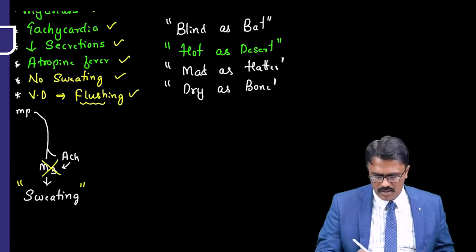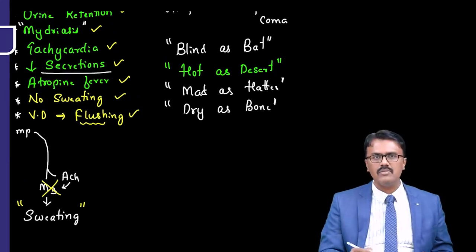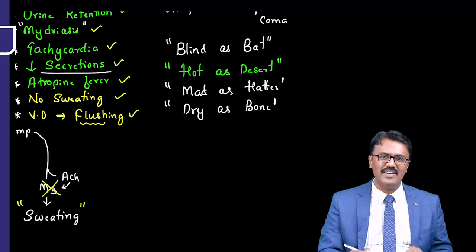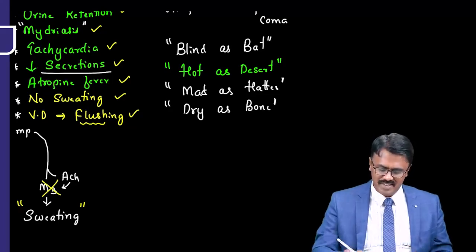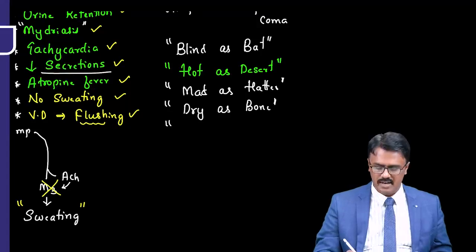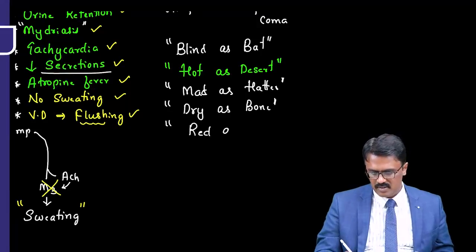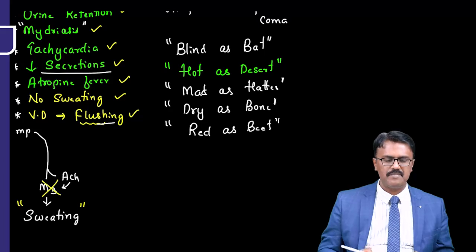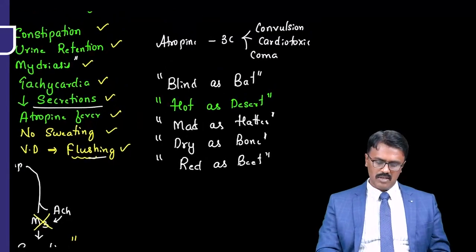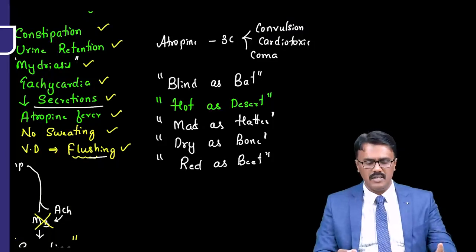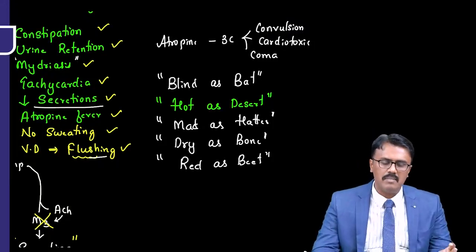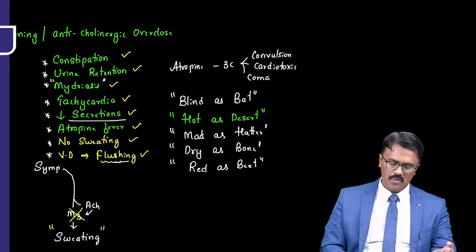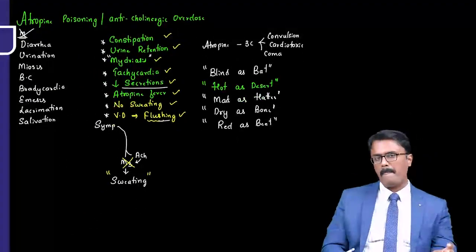Another important is dry as bone. Now you know that it dries the secretions. So the dry mouth, urine also retained. So dry urine, not dry urine. It is called no urine at all. There is nothing like dry urine. So it is called dry, and red as beet, because of flushing. So this is what is typically described for atropine poisoning: blind as bat, hot as desert, mad as hatter, dry as bone, and red as beet. So you can get these questions in your exam.